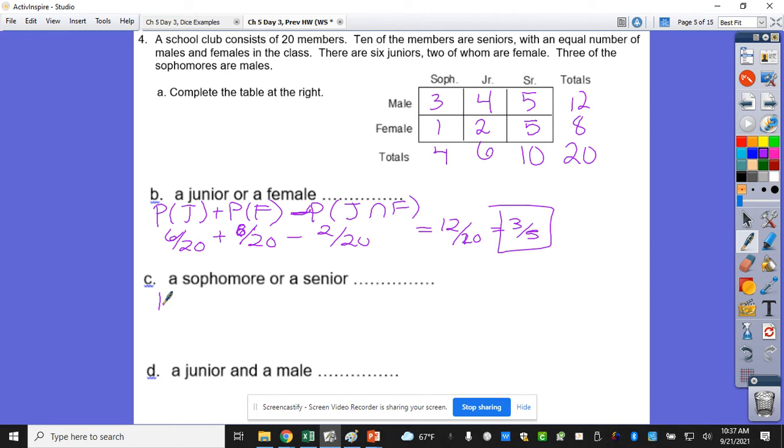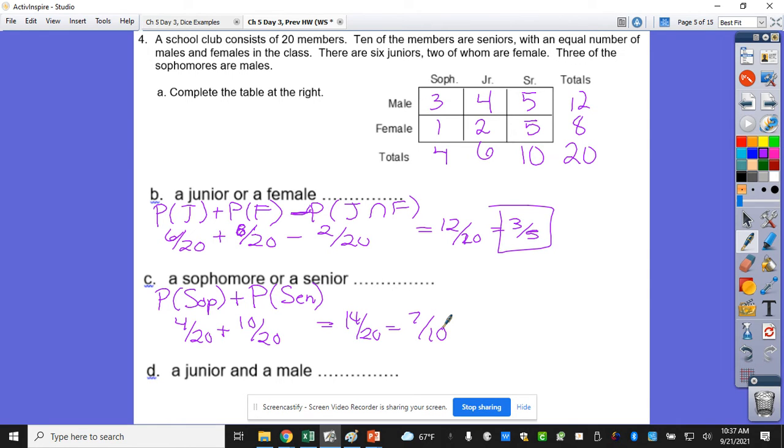This one, what do I know about sophomore and senior? They are mutually exclusive, so I just add, I don't have to subtract anything. So probability of sophomore is 4 out of 20. Probability of senior is 10 out of 20. Which gives me 14 out of 20, which gives me what? I can't remember if I talked about this in this class or just my other class. Fraction, decimal, percent, regardless of what they ask, all of those are interchangeable in my class and on the AP exam.